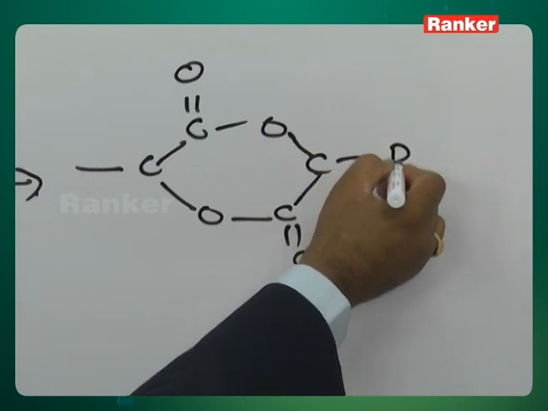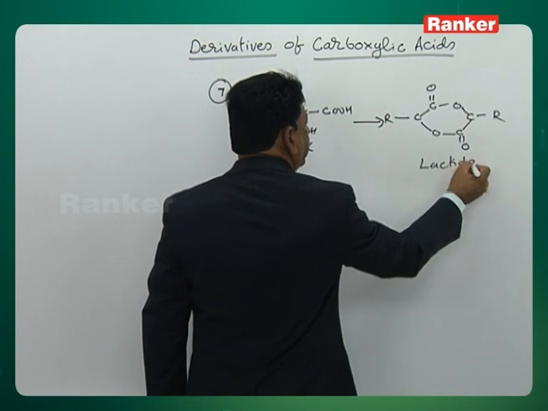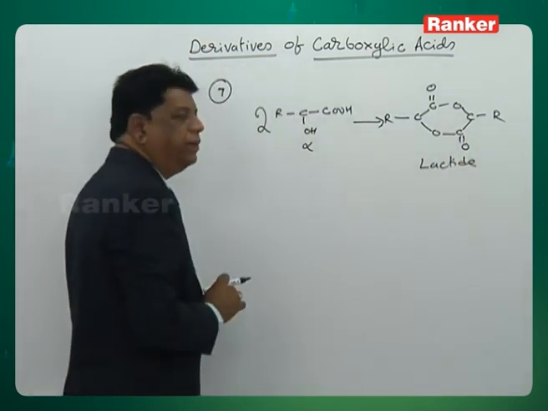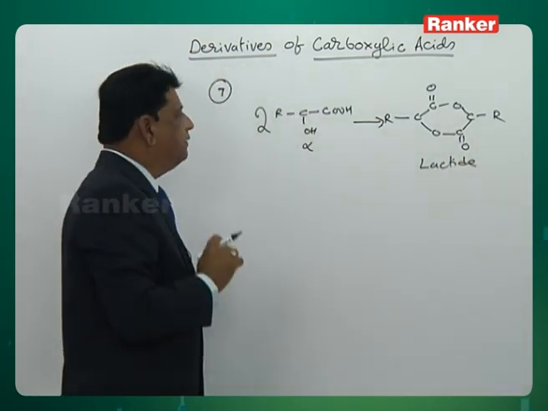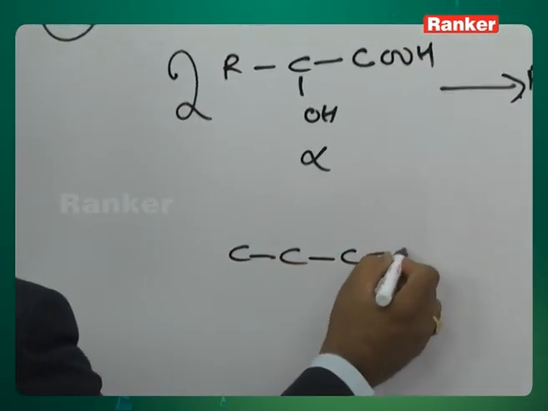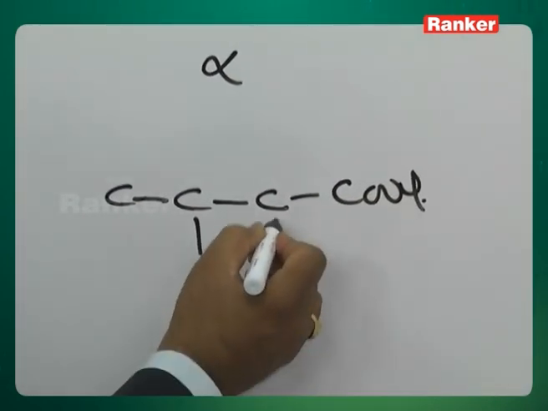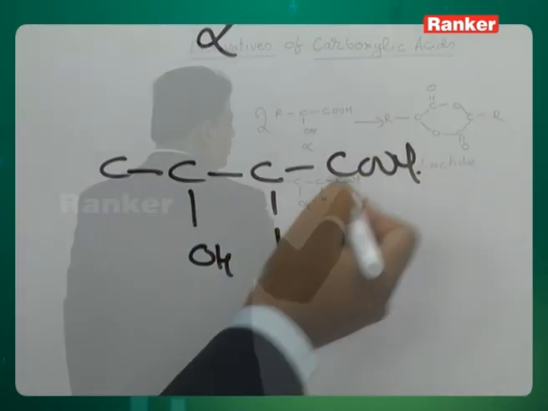This is called a lactide. When a hydroxy group is at the alpha position, lactides are going to form. When the hydroxy group is at the beta position, the alpha hydrogen has some hyperconjugation.